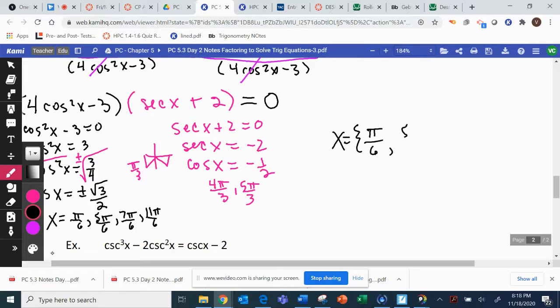Pi over 6, 5 pi over 6, 7 pi over 6, 4 pi over 3, 5 pi over 3, and 11 pi over 6.